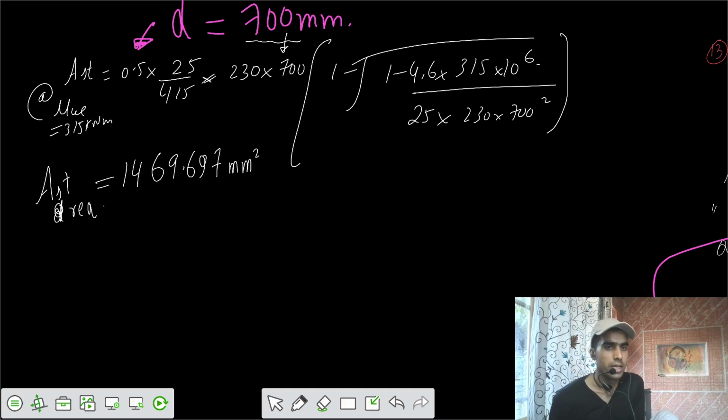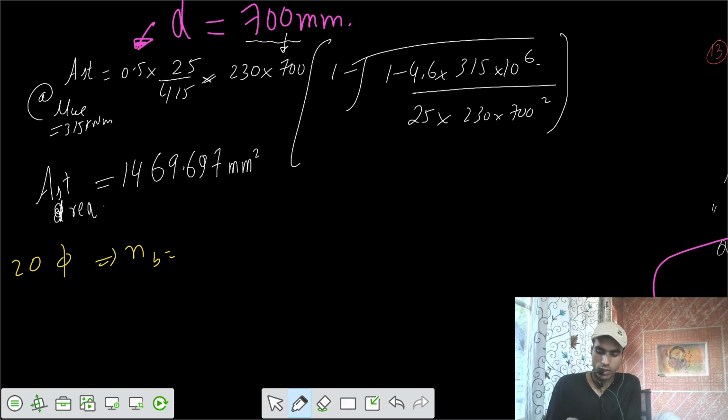So AST required is this value. Now if I assume that the diameter of the bar is 20, let's say the diameter of the bar is 20, which implies the number of bars equals the answer divided by 0.25 divided by pi and divided by 20 square. That means the number of bars required is 4.6. That means we have to provide 5 bars.